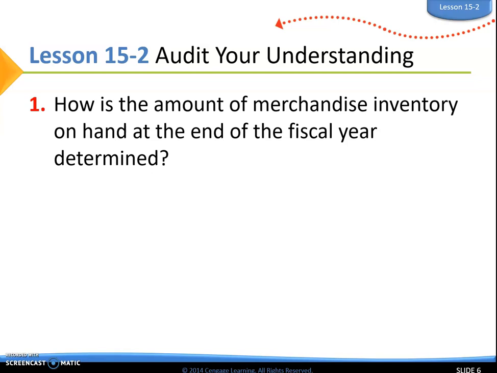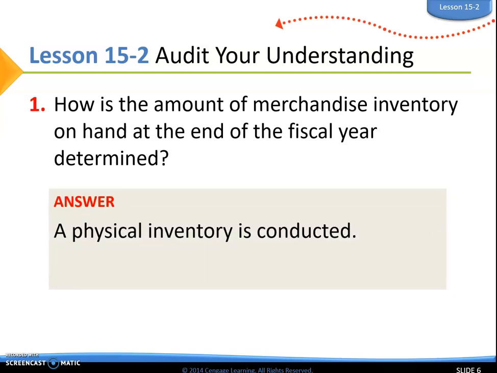Audit your understanding question number 1. I do want you guys to kind of pause and see if you can answer these questions on your own. So question number 1 is, how is the amount of merchandise inventory on hand at the end of the fiscal year determined? So at the end of the fiscal year, how do we determine how much inventory we have on hand? This is where we're going to do a physical inventory. So a physical inventory is when we do a physical count. So those of you that have jobs that work in retail, you might have had to take part in this, where you go up to the shelves and you count every item.